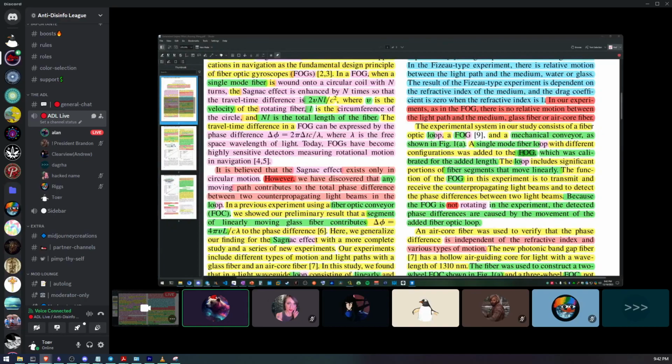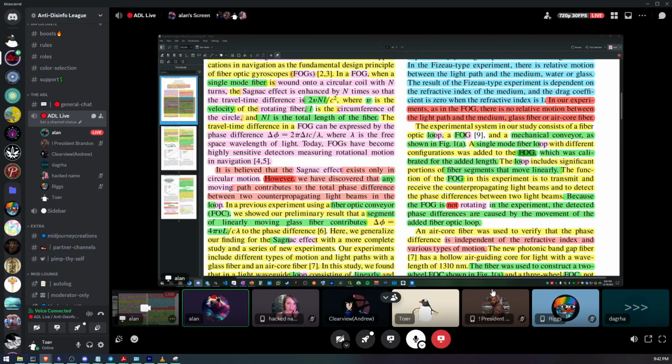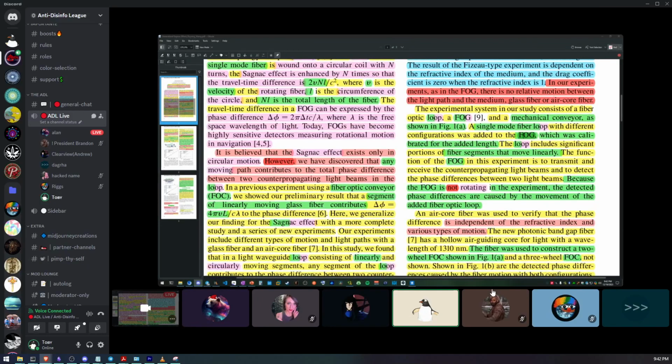All right, cool. Let's see. Where were we at? An air core fiber, I think. Read ahead. All right, so an air core. The experimental system in our study consists of a fiber optic loop as a fiber optic gyro and a mechanical conveyor, as shown in Figure 1A. A single mode fiber loop with different configurations was added to the FOG.